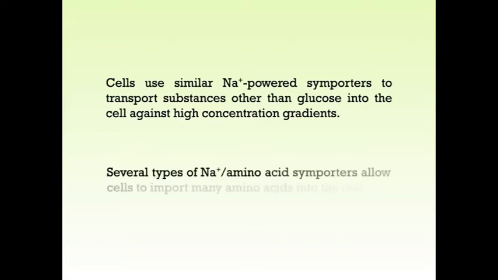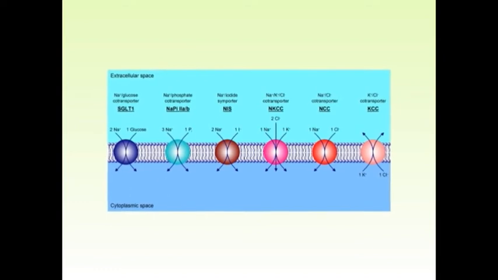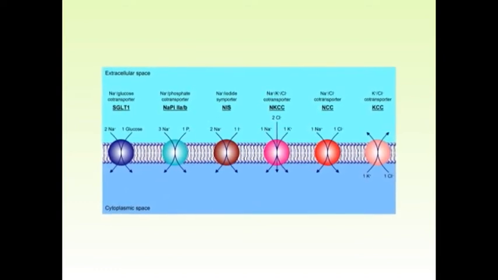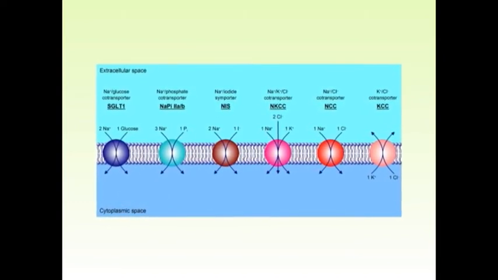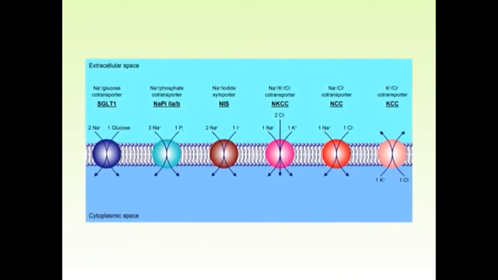Cells use similar sodium-powered symporters to transport substances other than glucose into the cell against a high concentration gradient. Several types of sodium amino acid symporters allow cells to import many amino acids into the cell. Other examples of sodium-powered symporters found in many different cells and tissues performing a variety of important physiological functions are shown in this illustration.